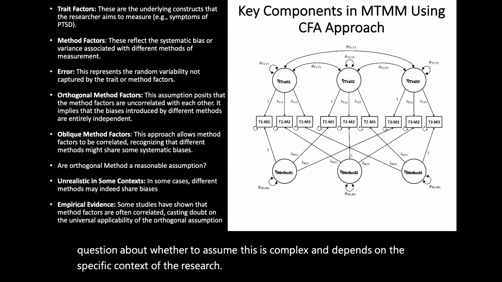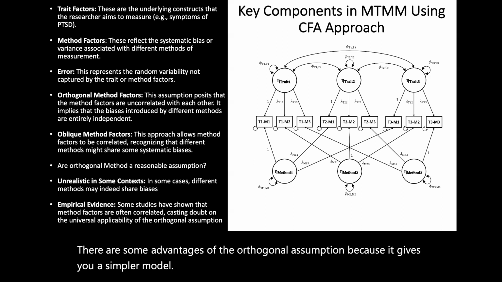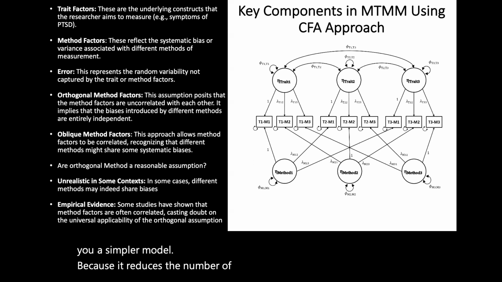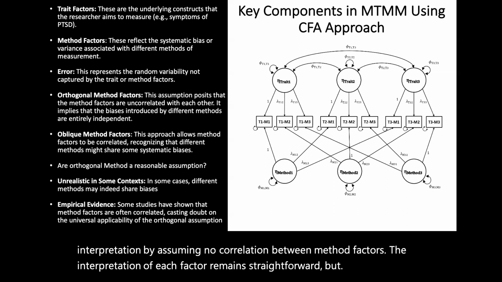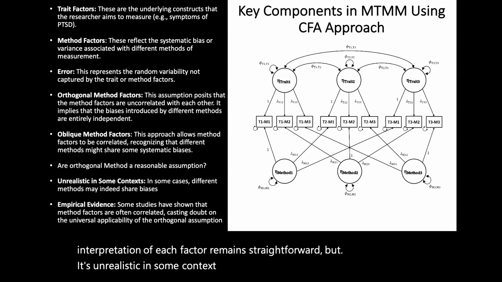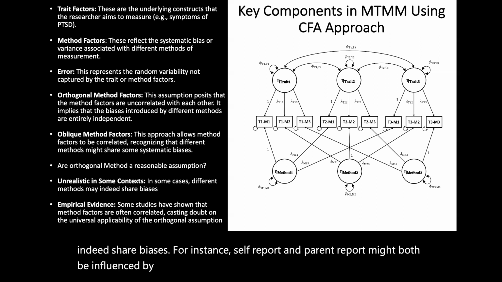There are some advantages of the orthogonal assumption because it gives you a simpler model, because it reduces the number of parameters to estimate. It also has a clear interpretation. By assuming no correlation between method factors, the interpretation of each factor remains straightforward, but it's unrealistic in some contexts. In some cases, different methods may indeed share biases. For instance, self-report and parent report might both be influenced by social desirability, making the assumption of orthogonality unrealistic.